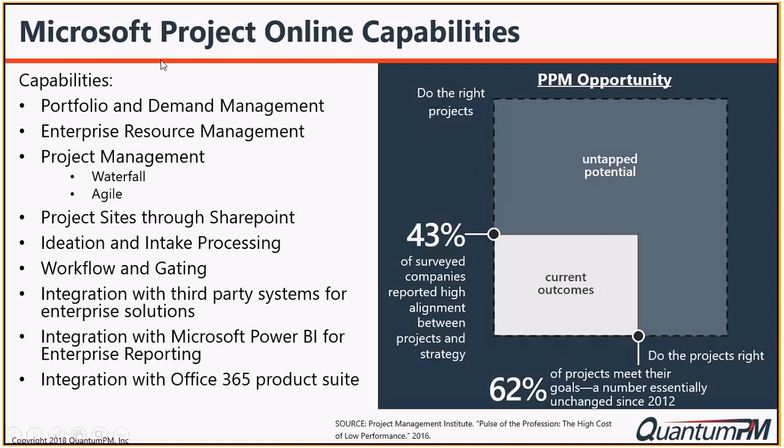In terms of capabilities, again, for the best practice capabilities with the whole group of licenses: portfolio and demand management associated with a premium license, enterprise resource management, again a premium license, project management using Waterfall and Agile, those are all Project Professional, Project Sites. Any of the three licenses will work with Project Sites, ideation and intake processing, workflow, integration with third-party systems, integration with Power BI to provide dashboards and reports that can be aligned to specific stakeholders, and integration across the Office 365 suite. So there's a lot of opportunity there. And again, one of the things I see a lot is that companies can't do all this at once. So you need to think about it in terms of aligning adoption with pain points and the logical build schema for these systems to go forward.